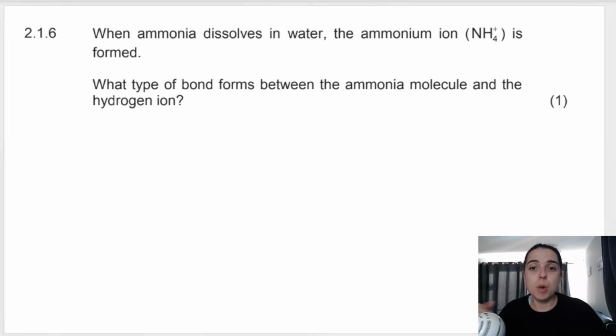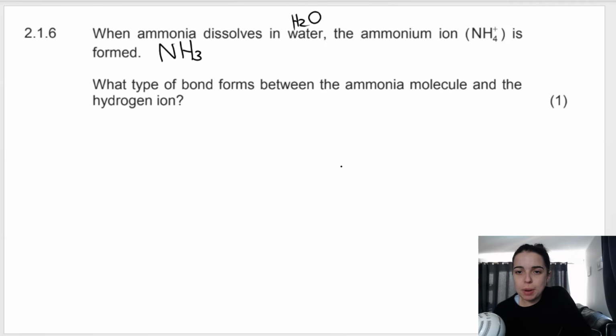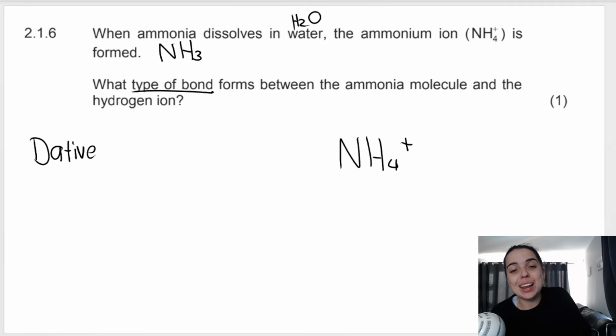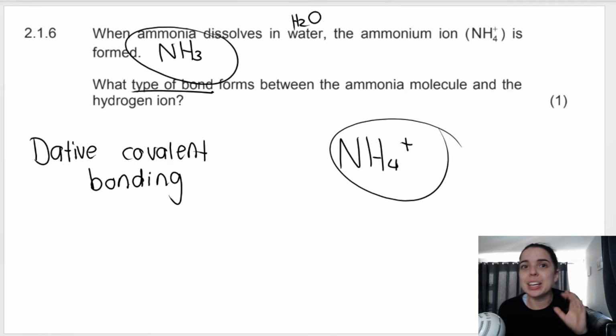2.1.6 says when ammonia dissolves in water, remember ammonia is NH3 and water is H2O, the ammonium ion, NH4+, is formed. What type of bond forms between the ammonia molecule and the hydrogen ion? And that, if you know your work, is a dative covalent bond. I have a whole YouTube video on dative covalent bonding, how it works, how to draw your final Lewis dot diagram, and I actually do this very exact example, so go check it out if you want to see more on that.